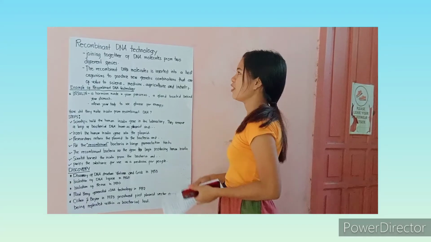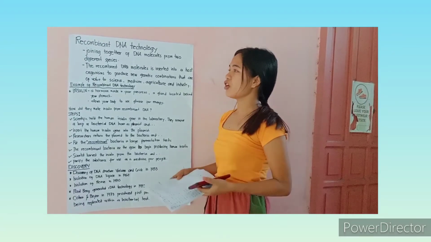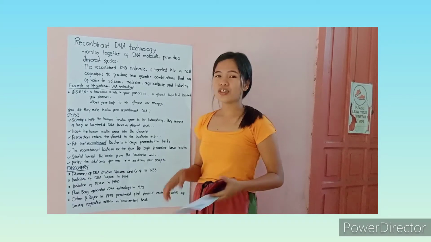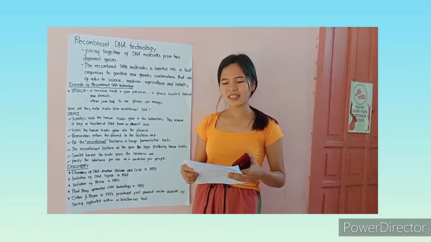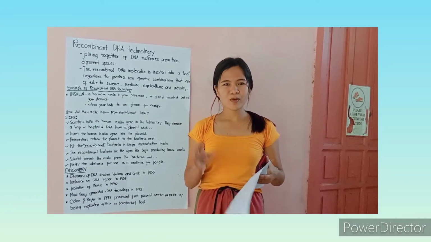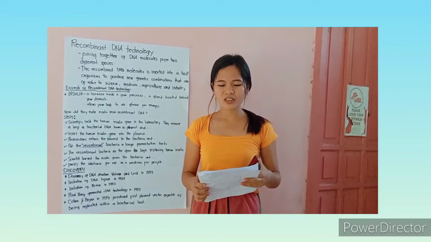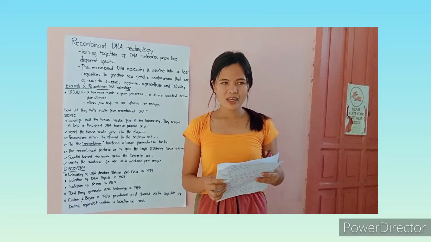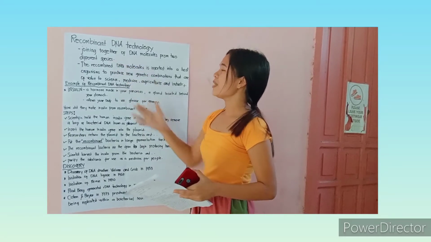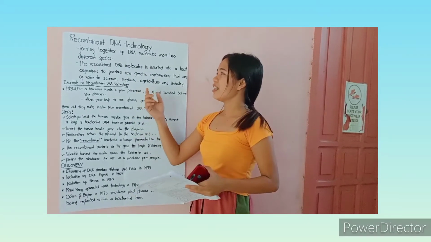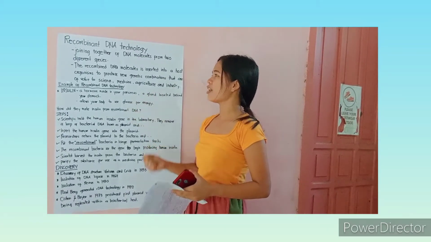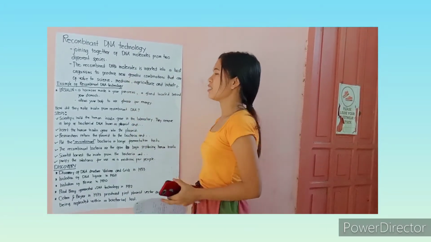So, recombinant DNA technology is the joining together of DNA molecules from two different species. So we know already the molecules: two or more atoms together to form a single chemical entity. So the recombinant DNA technology, these are the molecules that join together from two different species.